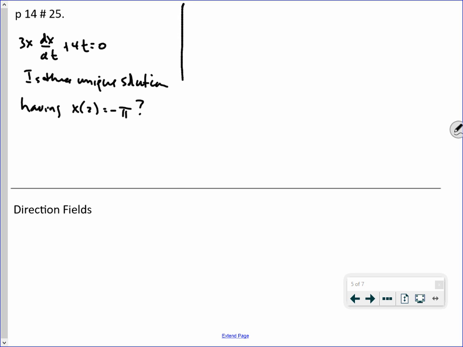Let's rewrite this in terms of x's and y's. Okay, x's and t's here. If I'm going to translate this back, the independent variable is going to be x, and the dependent variable is going to be y. So in other words, 3y dy/dx plus 4x equals 0. We're looking at when x is 2, y would be negative pi.